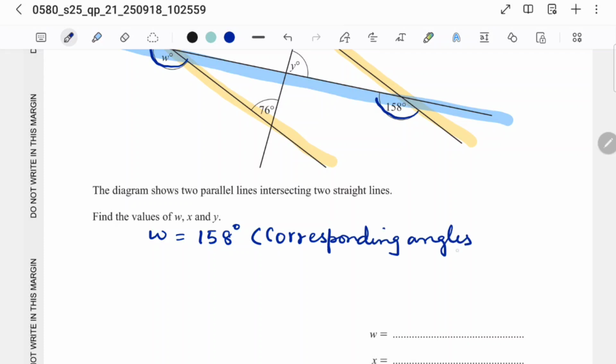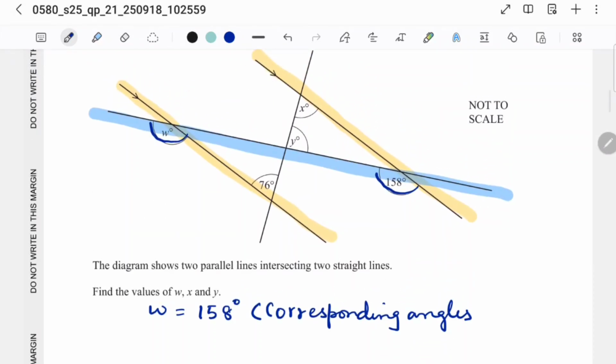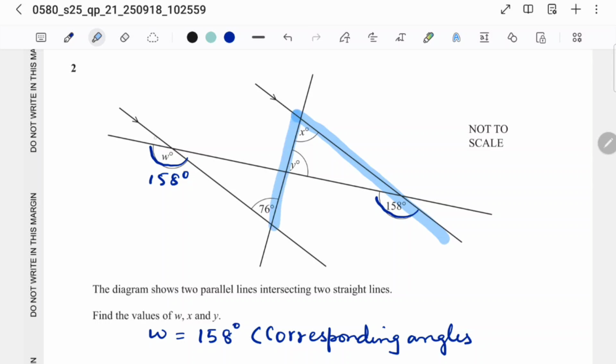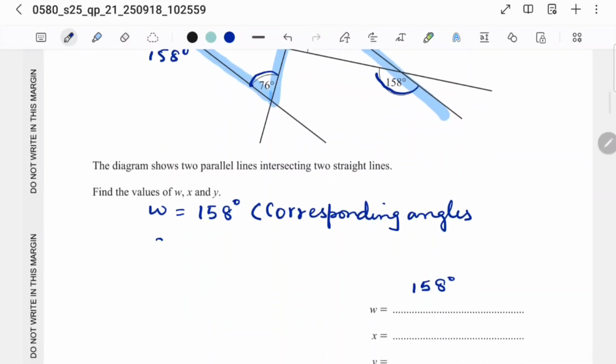Now the next one, we are just looking for the value of x. So for x we are looking at the other parallel line. I'm just erasing this 158 degrees. Now for the value of x, you can easily see these are two parallel lines, and it is x and this is 76. So x is equal to 76, because of the parallel lines, they are alternate angles.